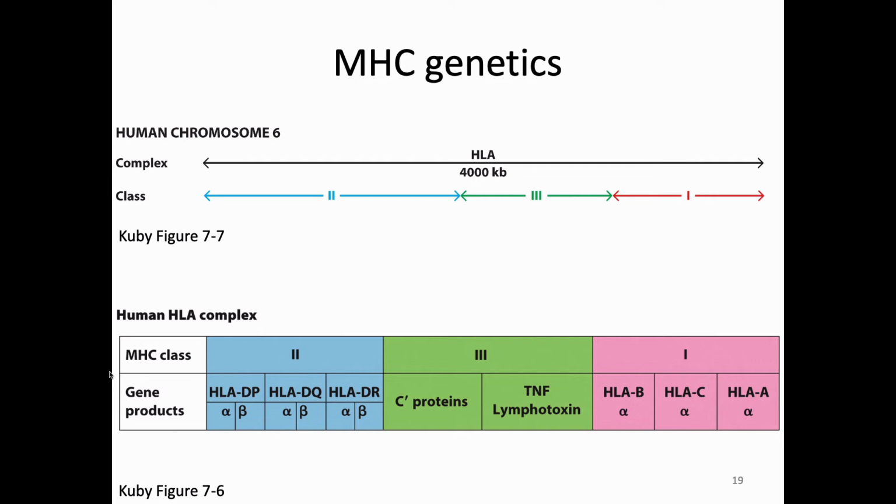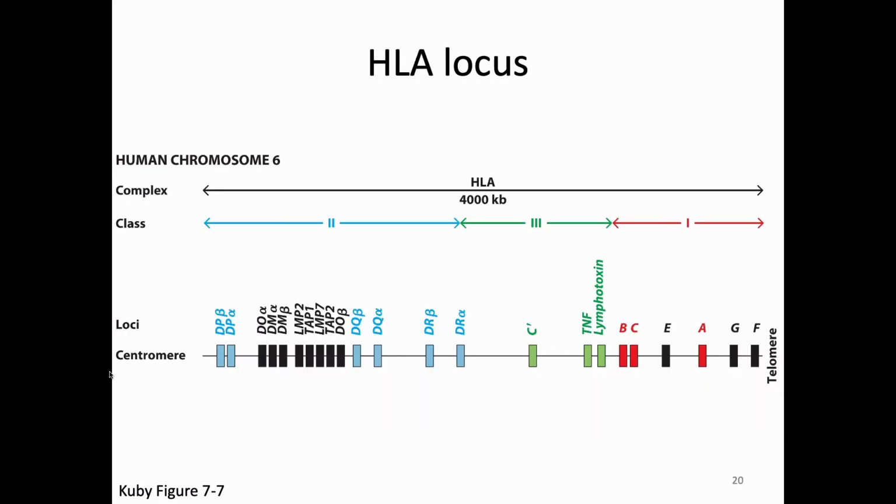Right, mind-blowing. The class 3 region contains a whole bunch of other genes that are important in the immune system that are not actually MHC at all, which includes all of the complement genes. So all of complement, some different cytokines, a whole bunch of other immunologically important stuff is in this class 3 region. It's not actually MHC. But the class 1 contains the class 1s, the class 2 contains the class 2s. Okay.